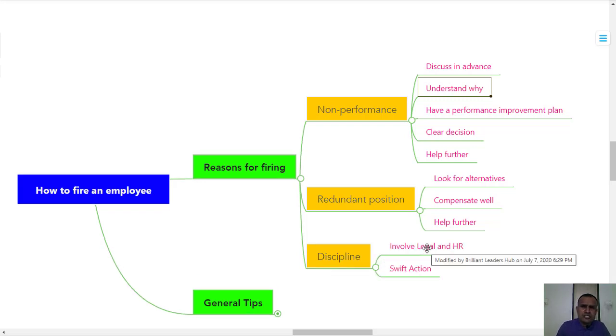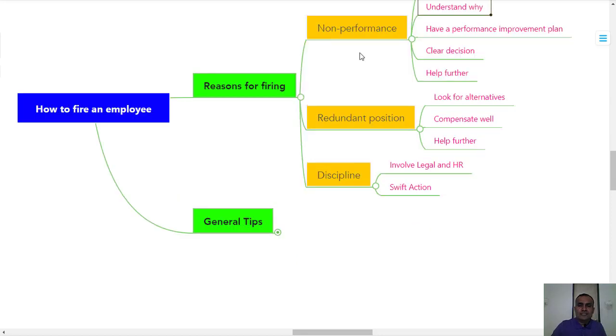So just remember one thing: if it is anything to do with discipline, you have to involve your legal and HR people. Now in very small organizations, you may not have legal and HR as separate entities, but talk to your top management, because firing someone for disciplinary reasons is a very sensitive matter, and you have to have all your bases covered. You can't do it willy-nilly. And once the decision has been made, make sure the action is very swift. Okay, don't hesitate. So these are the three reasons why you would want to fire someone.